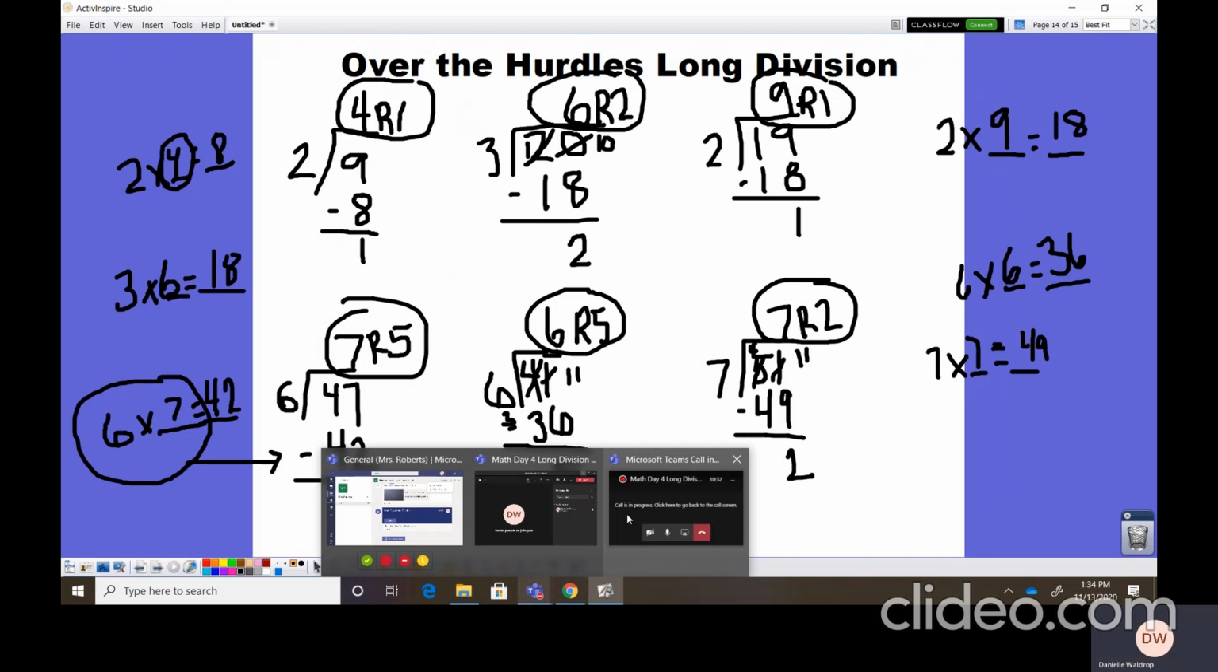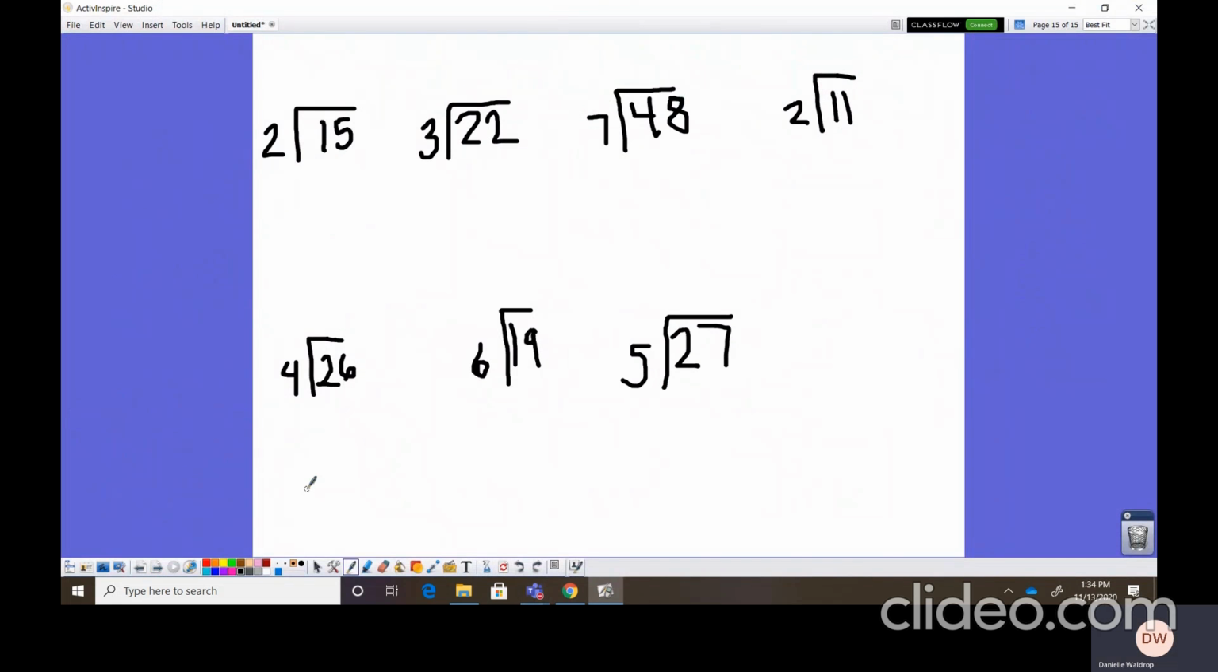All right, let me check my time on this. Okay, let's go on to these few problems. Let's do 15 divided by 2. Think, 2 times what is going to get you close to 15? 2 times 10 is way too big, it's 20. 2 times 9 is 18. 2 times 8 is still too big, it's 16. Do 7. 2 times 7 is 14.